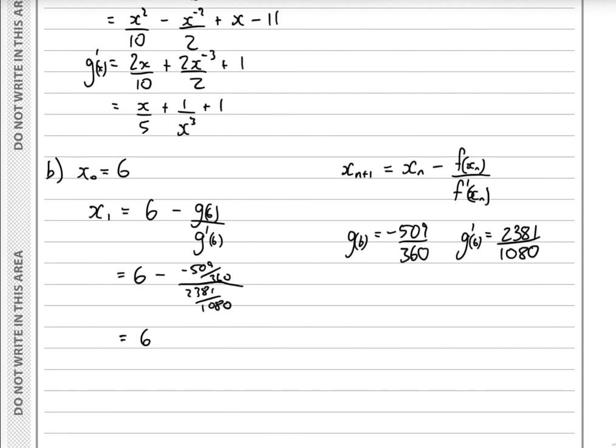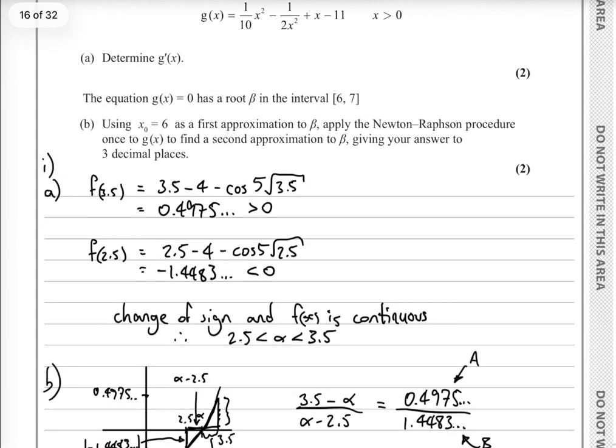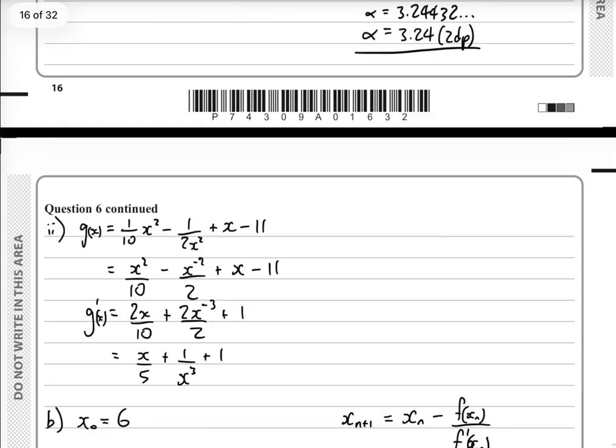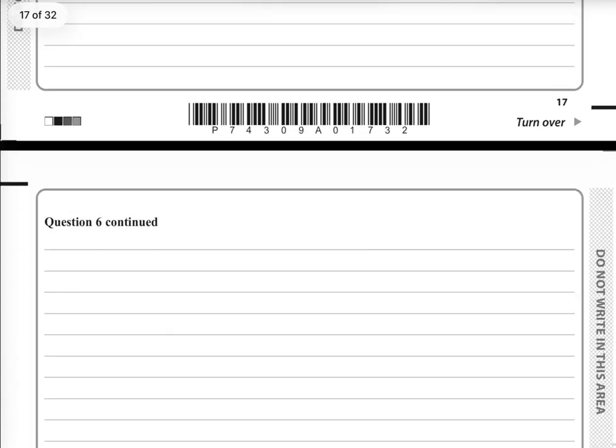And that comes out as 6.64132... How many decimal places? 3. And we only need to find a second given the first, so we're only doing this one time. 3 decimal places, and we've finished the question. There we go. Moving on to question number 7.